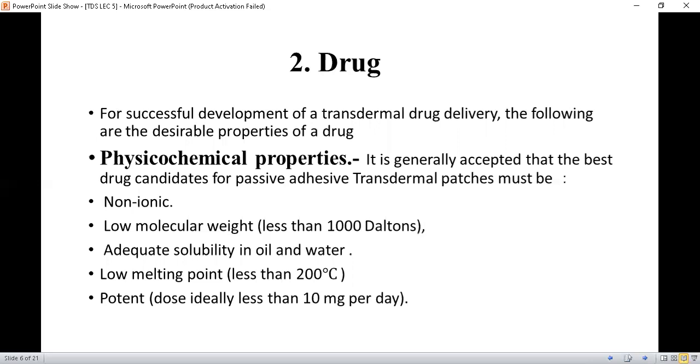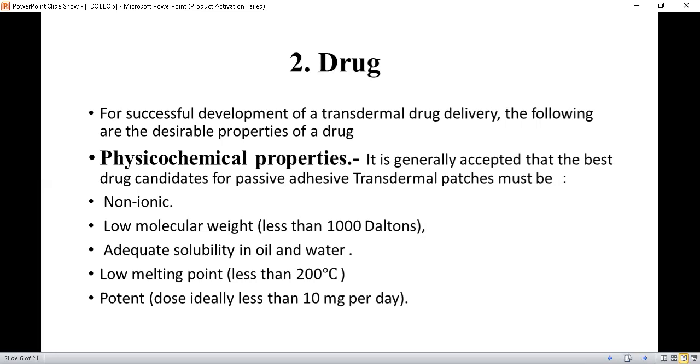So what are the desired physicochemical properties for a drug that is to be formulated in a transdermal system? It is generally accepted that the best drug candidate for a passive adhesive transdermal patch must be... Passive adhesive means that the drug will release by itself without the application of any energy. So we will adhere the patch on our skin and the drug will start releasing from the patch.